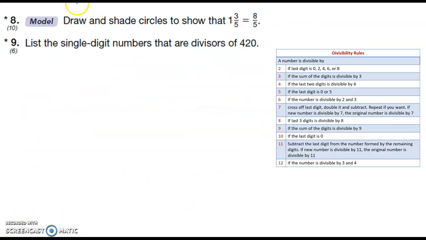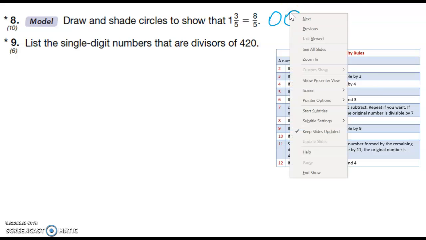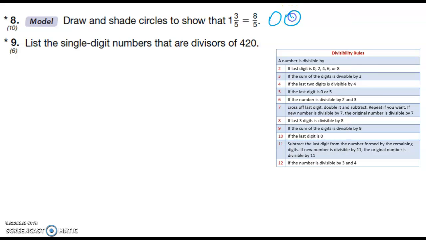All right. Number 8, draw and shade circles to show 1 3/5 is equal to 8/5. So I have 1, and then I need to make this into 5. This is going to be a little awkward because it's not pretty. 1, 2, 3, 4, 5. Oh, that's just beautiful. Okay, great.